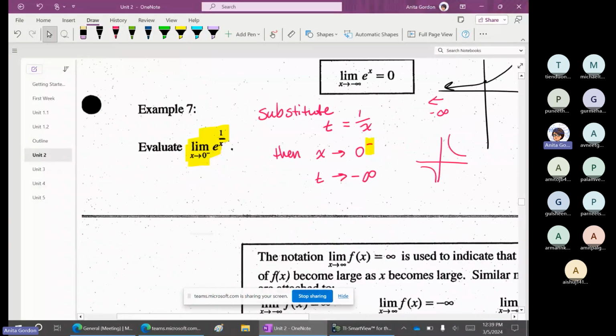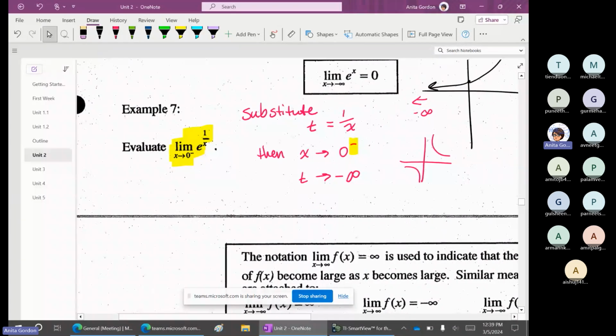So now let's substitute our limit. Our limit now is of e to the power t. And now instead of x, I'm looking at t. And instead of approaching 0 from the left, I'm approaching what? Negative infinity. So what's my answer? 0.